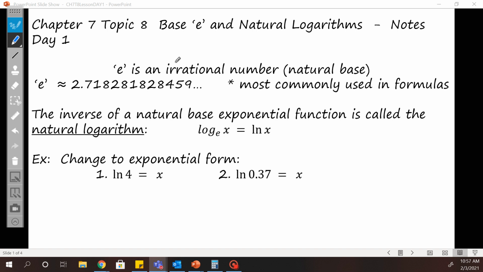And this is referred to as the natural base. The inverse of the natural base exponential function is called the natural logarithm. Okay, it's a log with a base of e, and we represent that using ln. ln represents the natural log. It represents a log with a base of e.